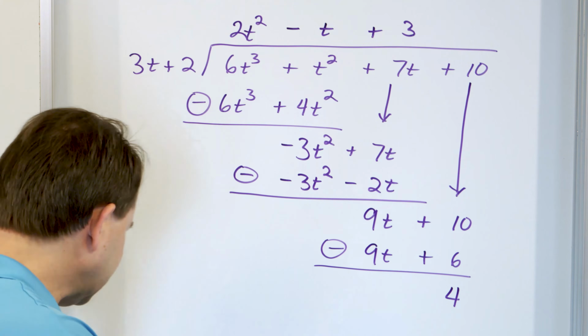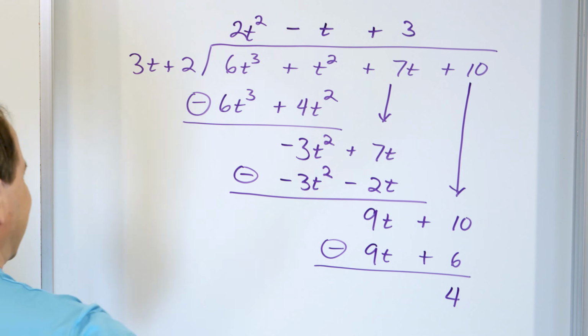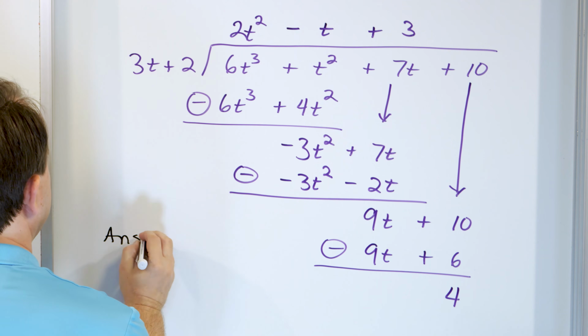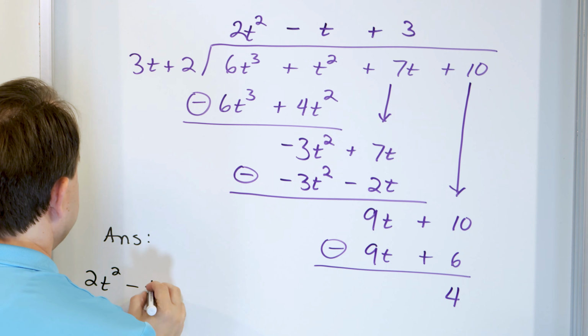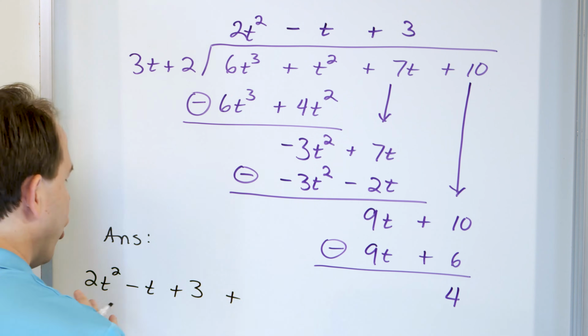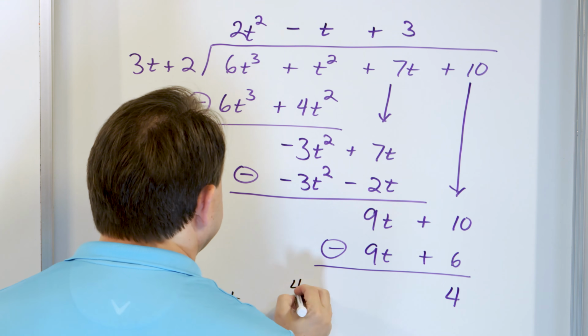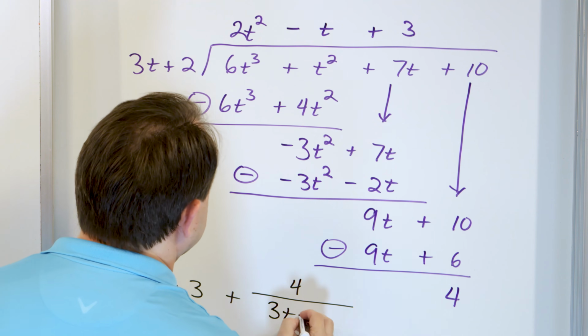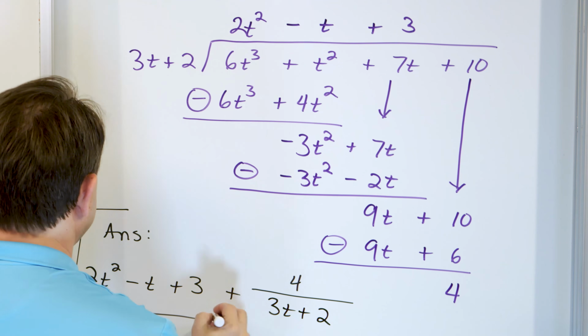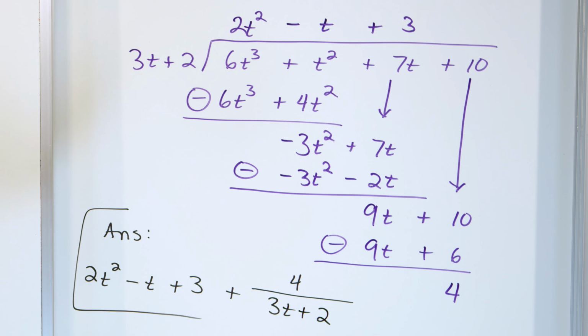All right, and so now to write the answer, we have what's on top. So we have 2t squared minus t plus 3. That's the whole part. The fractional part is 4 remainder, but as a fraction of what we have here, 3t plus 2. And that's the final answer. Let me double check. 2t squared minus t plus 3 plus fraction 4 over 3t plus 2.